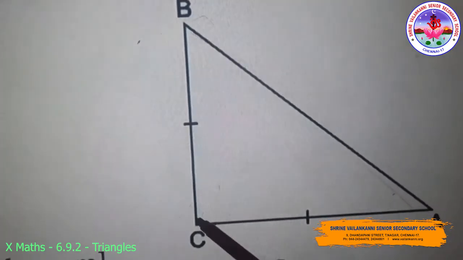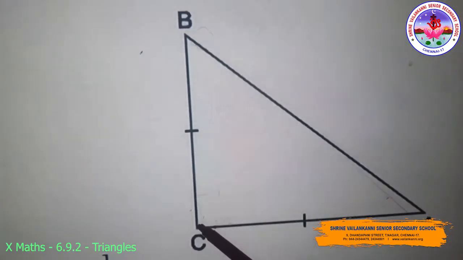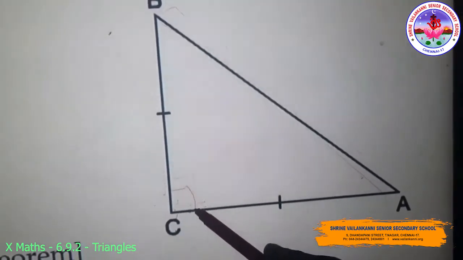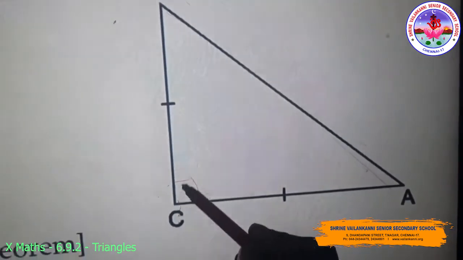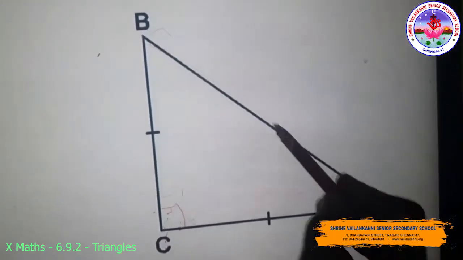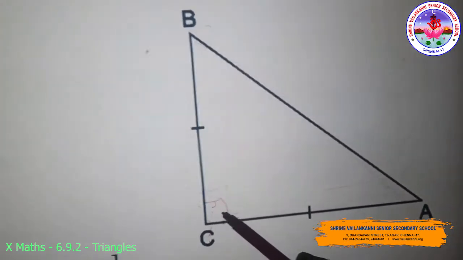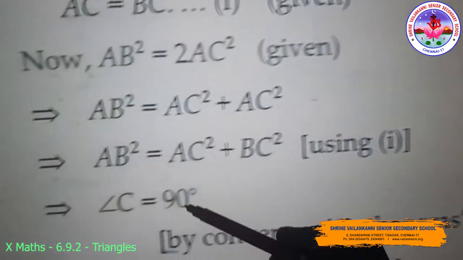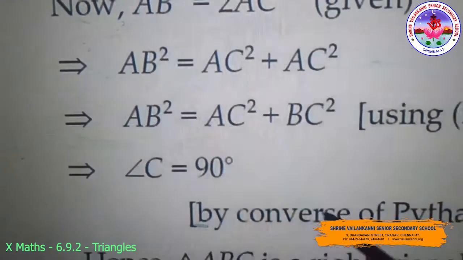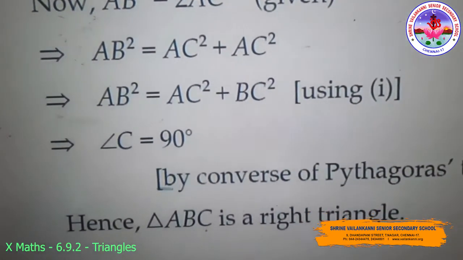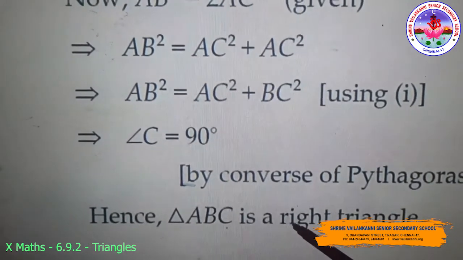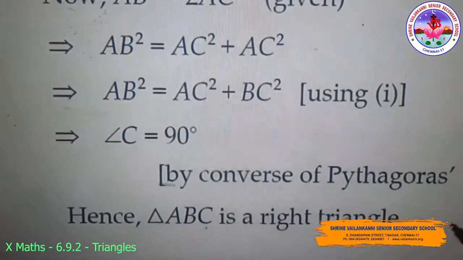So from the figure, we have taken the first side square as AB square, where the angle opposite to AB will be C. So for C, by the converse of Pythagoras theorem, we got 90 degrees. So we framed ABC as a right angle triangle. So I am writing angle C is equal to 90 degrees by converse of Pythagoras theorem. Hence triangle ABC is a right angled isosceles.